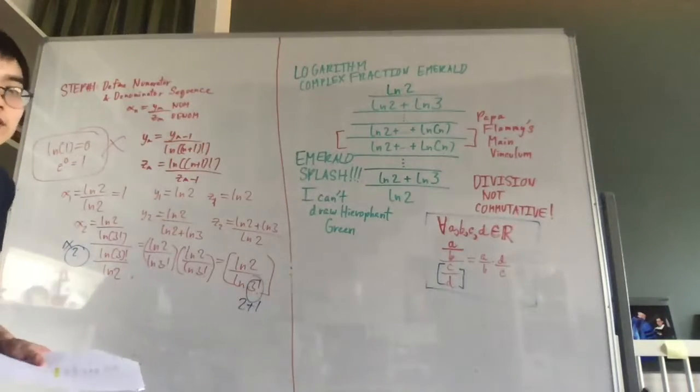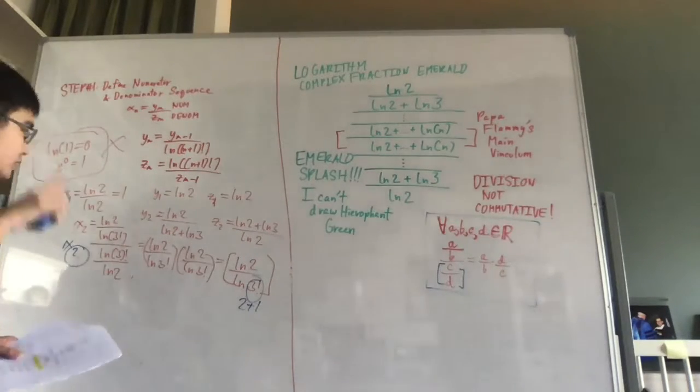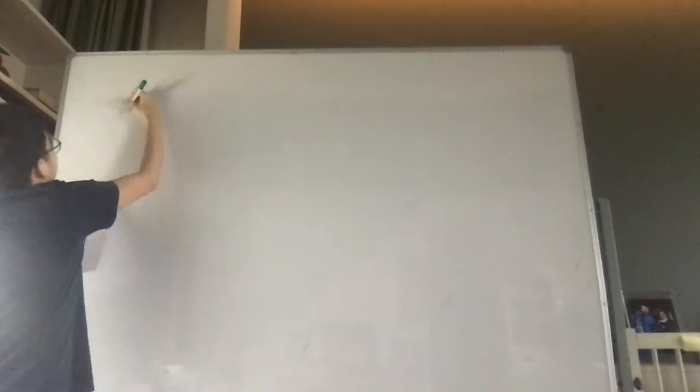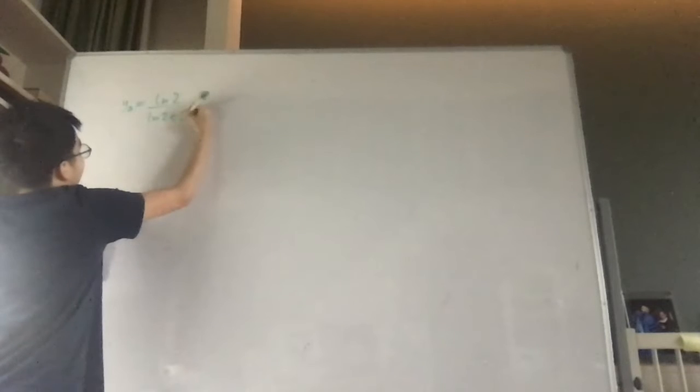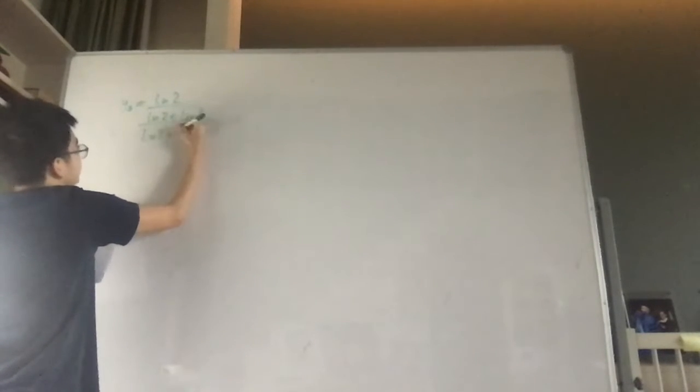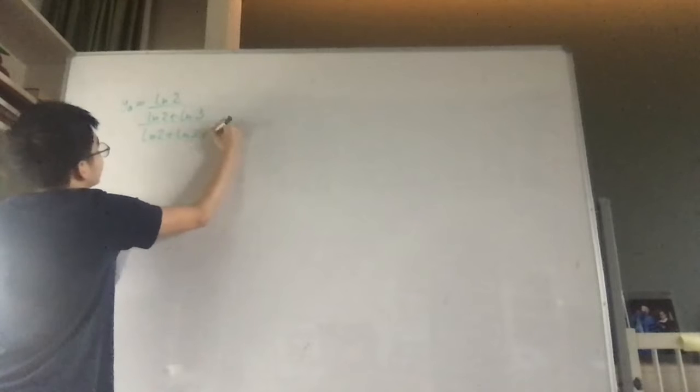This time for seed x of 3. Of course, I'm going to need y sub 3 and z sub 3 now. Okay, so part of y sub 3 equals simply ln of 2 over, next layer, ln of 2 plus ln of 3. Next layer, ln of 2 plus ln of 3 plus ln of 4.